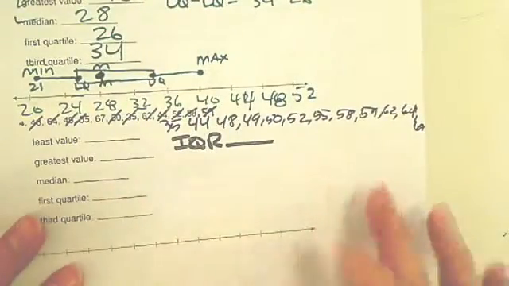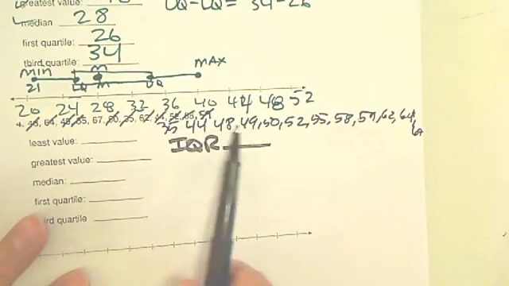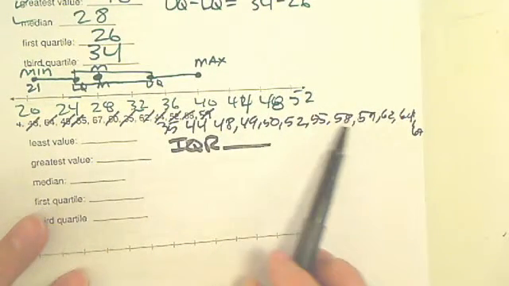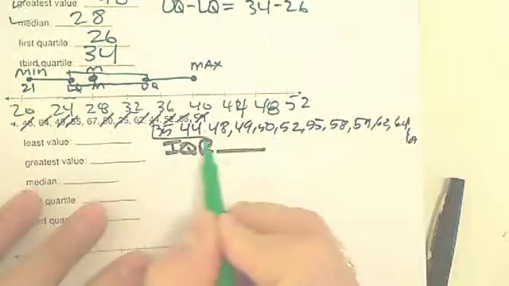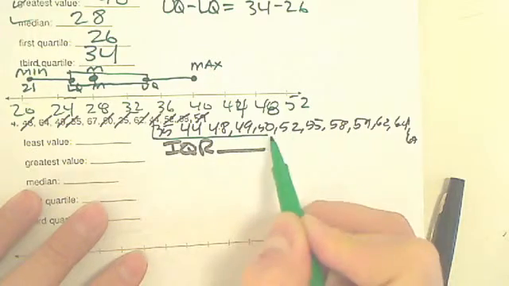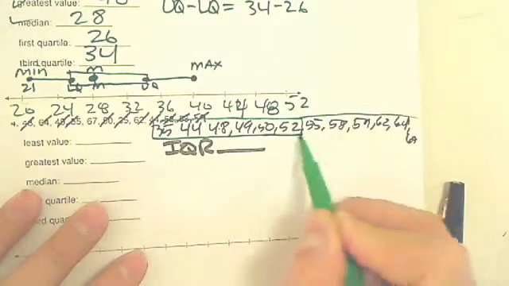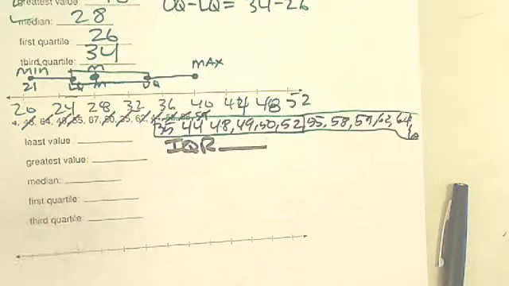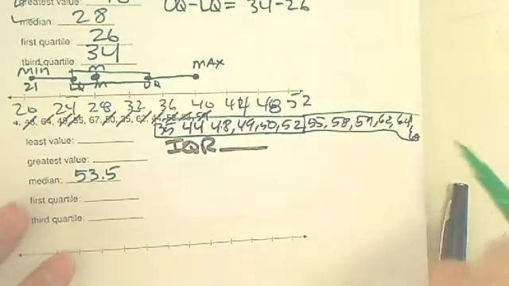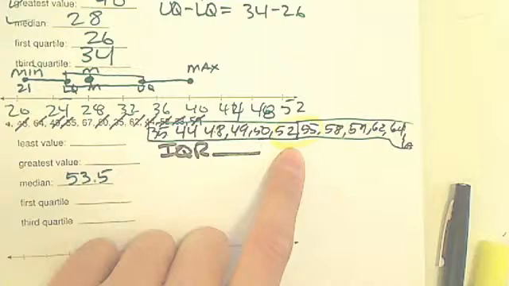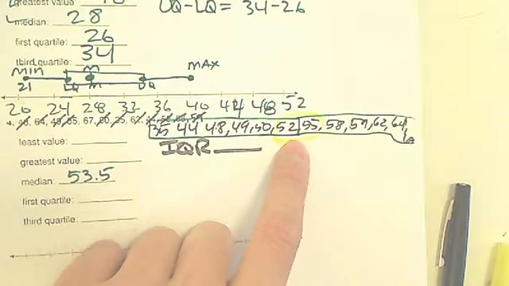So I have all those numbers. How many do I have? 1, 2, 3, 4, 5, 6, 7, 8, 9, 10, 11, 12. So how many do I have up and how many down? 6 up and 6 down. What's in the middle of 52 and 55? 53.5 is better. 53.5 is your middle number. All I did was add those two and divide by 2. So the median, Dylan, I'm going to tell you again, 53.5.